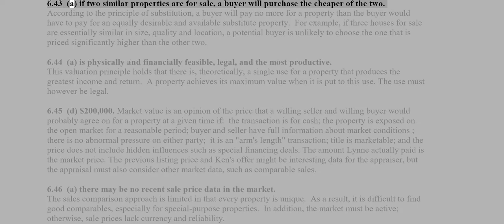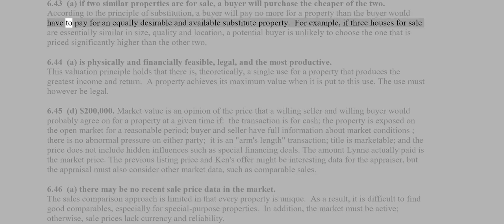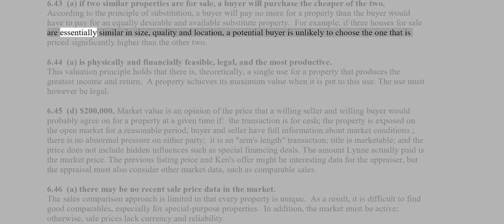6.43 A. If two similar properties are for sale, a buyer will purchase the cheaper of the two. According to the principle of substitution, a buyer will pay no more for a property than the buyer would have to pay for an equally desirable and available substitute property. For example, if three houses for sale are essentially similar in size, quality, and location, a potential buyer is unlikely to choose the one that is priced significantly higher than the other two.